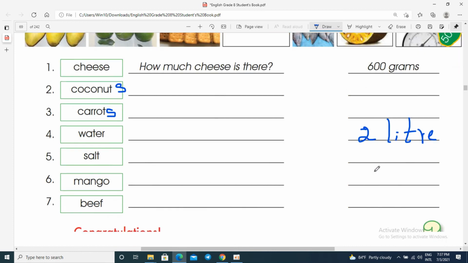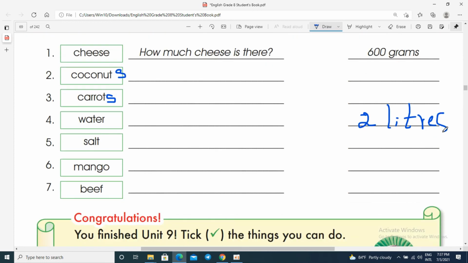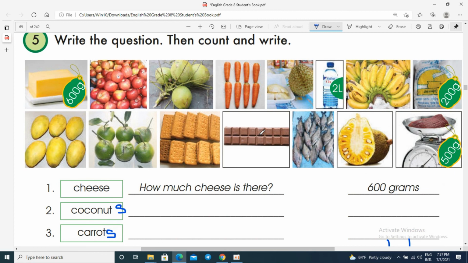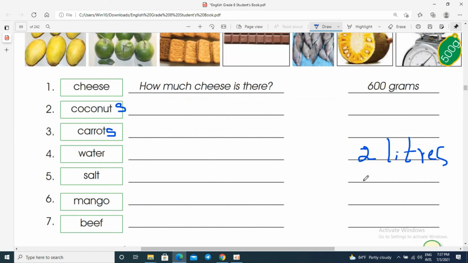Next, salt. How much salt is there? Here, right? 200 grams. You can see here, 200 grams, okay.